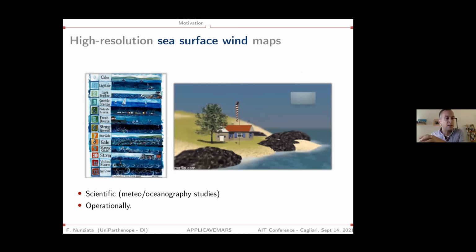From a scientific viewpoint, just to mention a few applications, it's important for meteorological and oceanographic studies and so on. From an operational viewpoint, again just to mention a few applications, you can see maritime traffic control, where the wind speed is a key driving parameter.